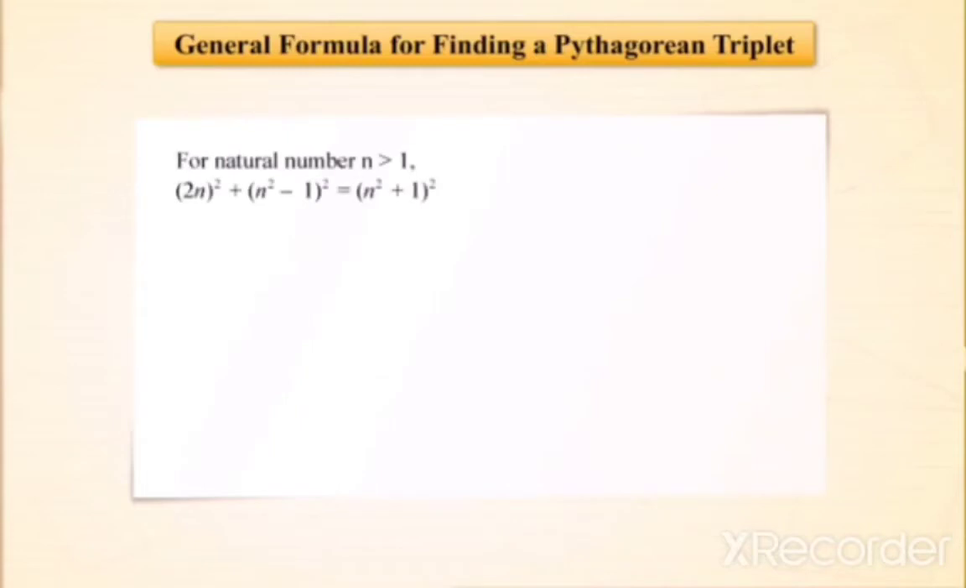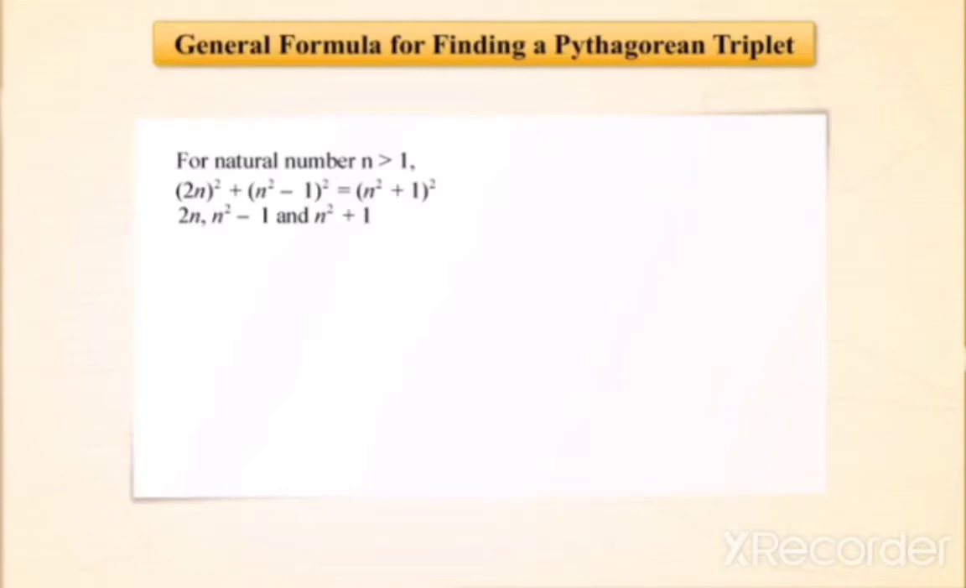You can use a general formula to find a Pythagorean triplet. For any natural number n greater than 1, (2n) whole square plus (n square minus 1) whole square is equal to (n square plus 1) whole square. Therefore, the numbers 2n, n square minus 1 and n square plus 1 form a Pythagorean triplet. This is true for any natural number n greater than 1.